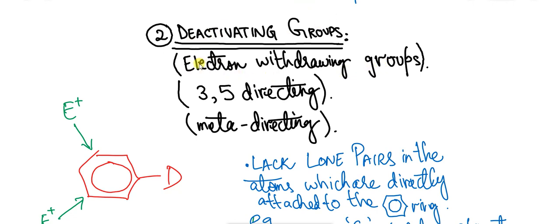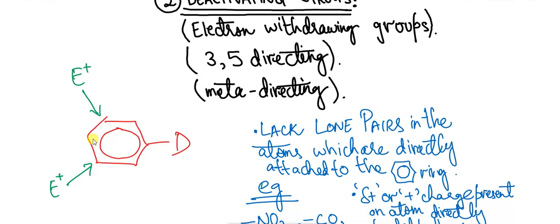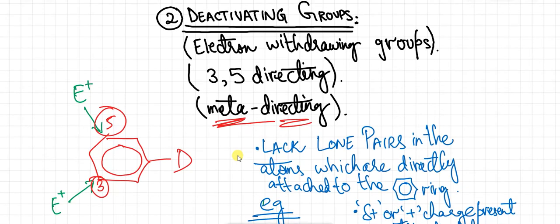These groups are electron withdrawing groups, and they are 3,5 directing. So basically, they'll direct the incoming electrophile if the deactivating group is already attached to benzene ring. So the next electrophile that will attack this compound will be directed towards either the third carbon atom or the fifth carbon atom. This 3,5 position is known as the meta position, and therefore they are also known as meta directing groups. Okay, now why are they deactivating?